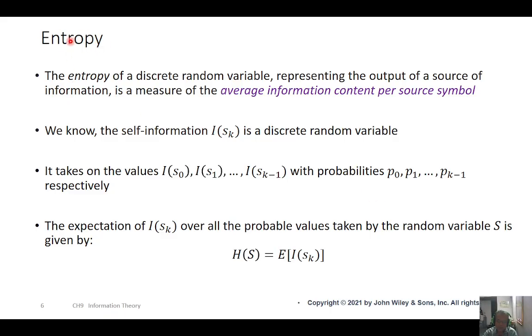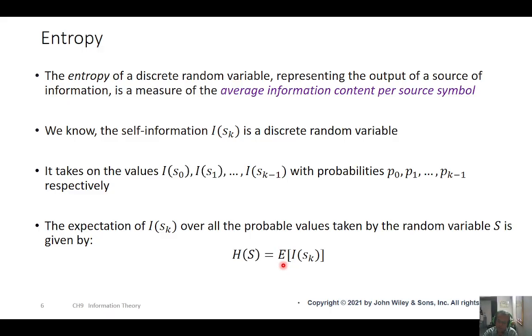Coming to the concept of entropy, entropy basically gives you the average information content per source symbol. So on an average, how much information is being transmitted per symbol. That is the meaning of entropy. In general, for the source S0, we have information I of S0, for source S1, I of S1, up to I of S K minus 1, and each of those sources has the probability P0, P1 up to P K minus 1. Then we can calculate the entropy for the source by this particular formula. It is the expected value of I of Sk.